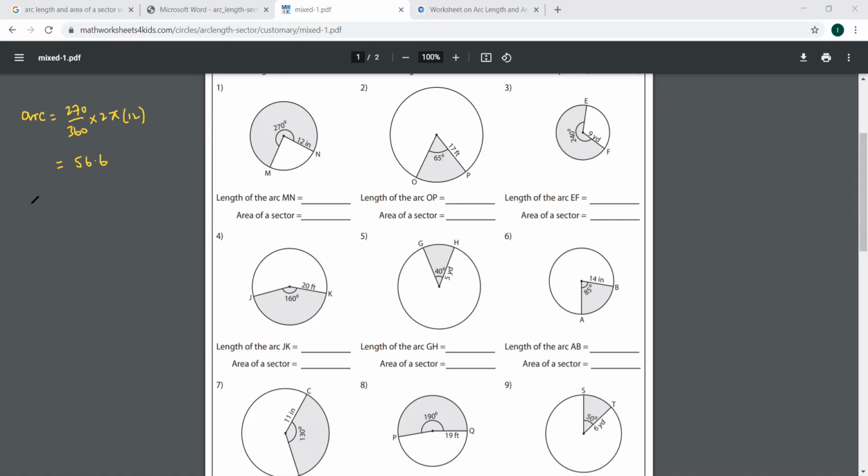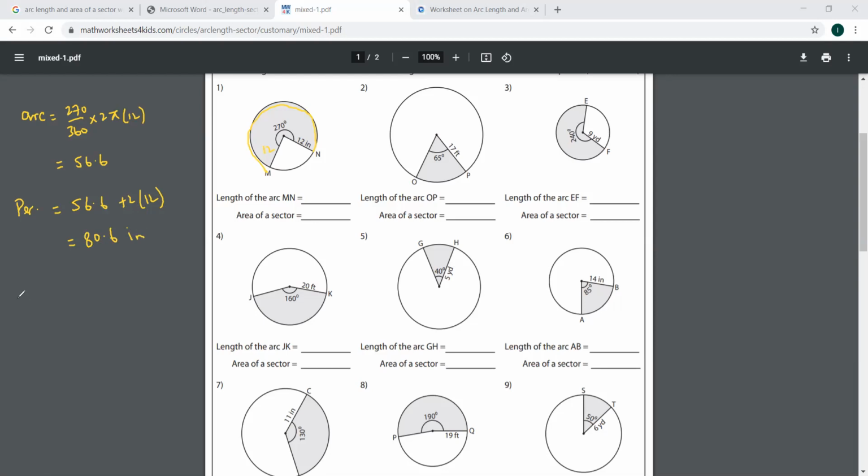And when you have to find the perimeter, for instance, of the whole shaded part, that would be 56.6, that is all of this arc here, plus twice this radius, that is 2 into 12. Okay, so that would be the total, that is 24, and that is going to be 80.6 inches. That is the total perimeter.